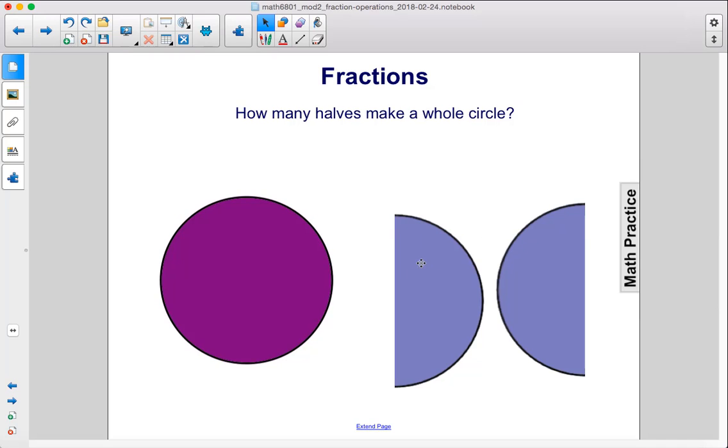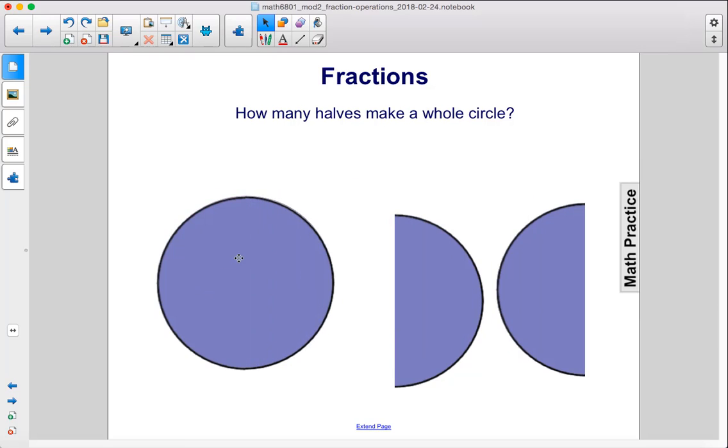Well, here we have some halves. Let's see. Put that in there, and that one there. So 2 halves make a whole circle.